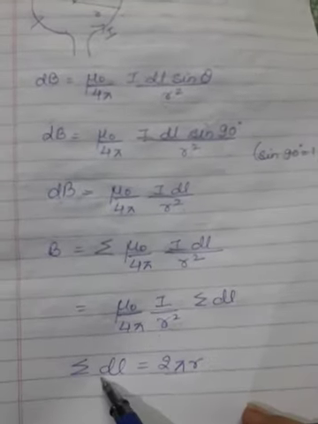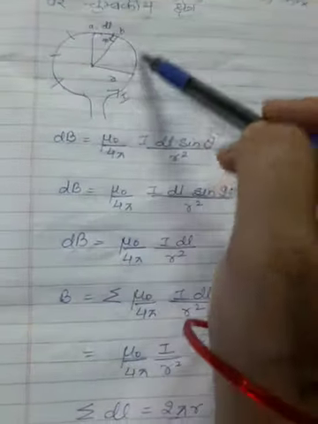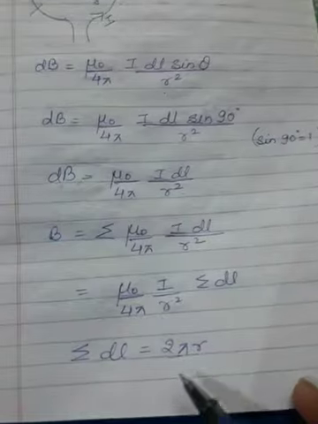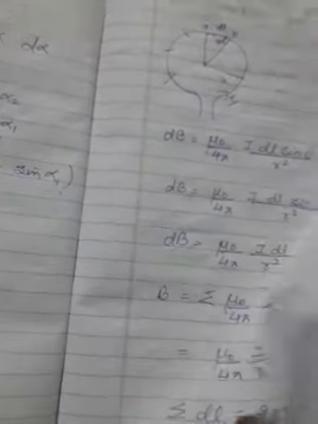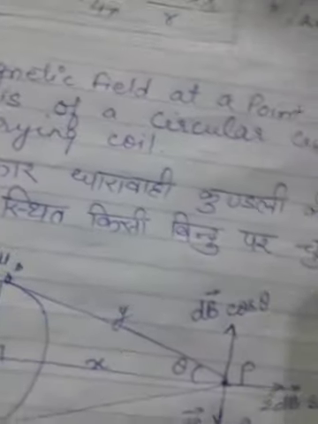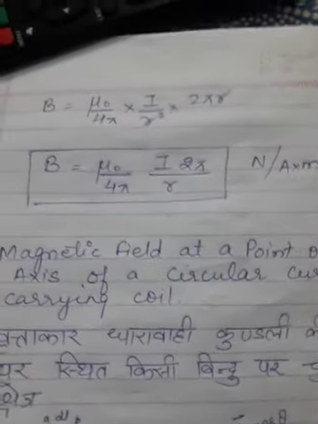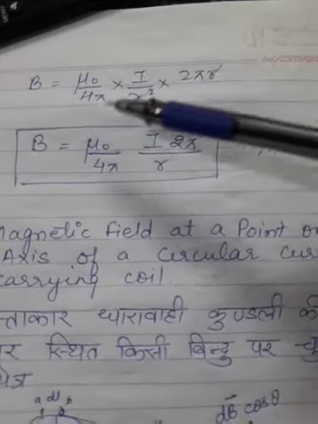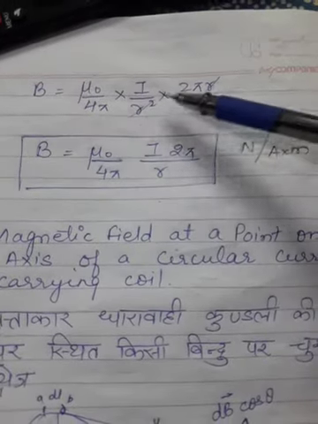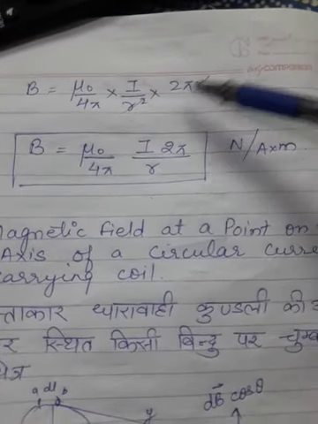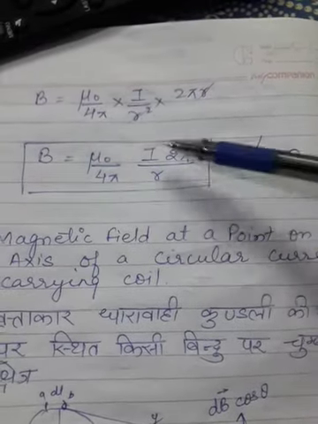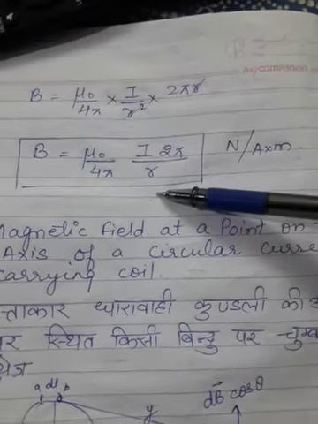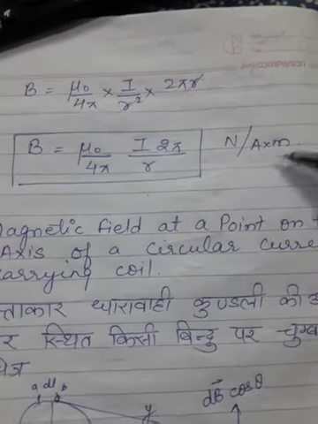Sigma dl is the complete circumference of the circle. Hence, according to the circumference, it will become 2 pi r. Now, substituting this value, what you will get? B is equal to mu naught upon 4 pi I upon r square into 2 pi r. R with r cancels. That means B is equal to mu naught upon 4 pi I 2 pi upon r, in Newton per ampere meter.